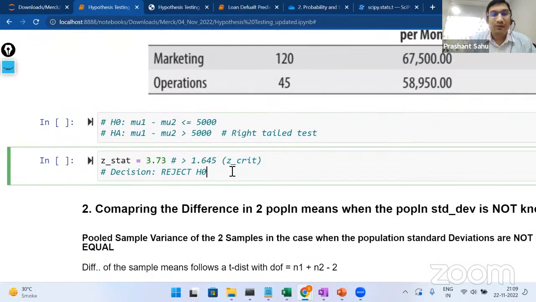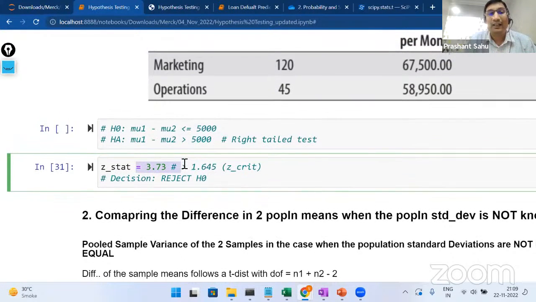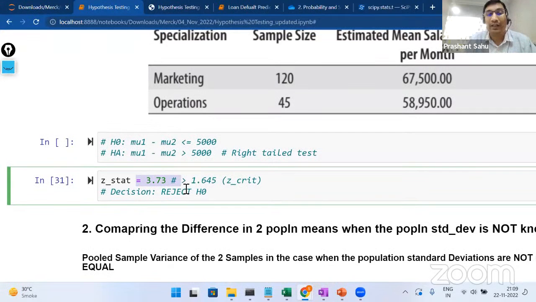That's it. So when I plug in all the numbers, okay, I get 3.73 as the Z statistic. It's a right tail test. And what is the critical value? Everyone knows, right? 1.64. Every time it is. Please remember this number now. Okay. For an alpha of 0.05, critical value is 1.645 plus or minus. Once again, I repeat, for an alpha of 0.05, critical value of Z will always be 1.645. You don't have to calculate it every time.